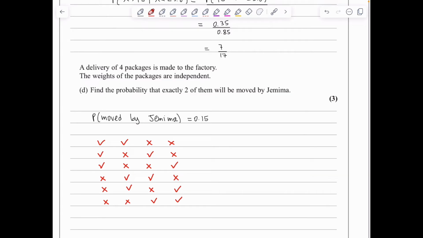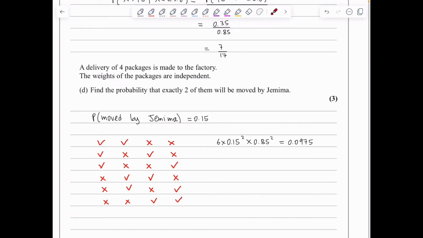There are 6 possible scenarios here, and each of them has the same chance of happening because we've got the first 2, for example, being moved by Jemima, so 0.15 times 0.15, and the last 2 not, so 0.85 times 0.85. And this will be multiplied by 6 because this is the number of different combinations that might lead to 2 of the 4 being moved by Jemima. So if you put this on the calculator, this is 0.0975.